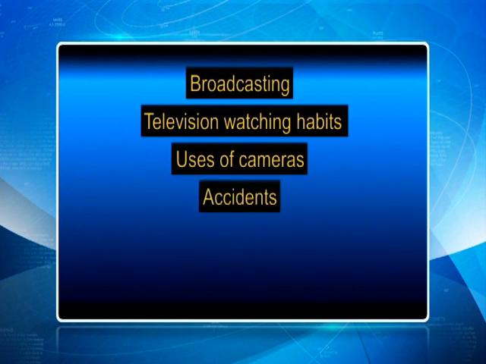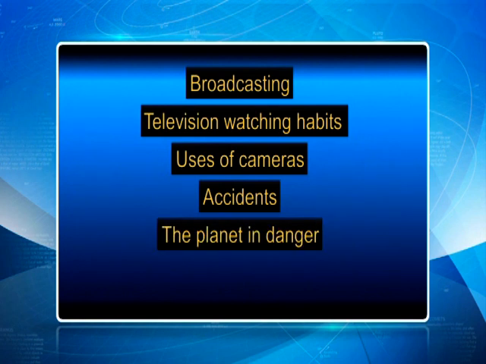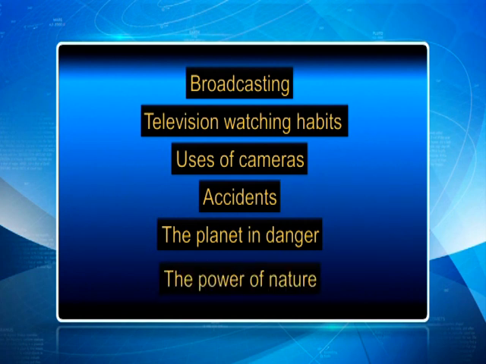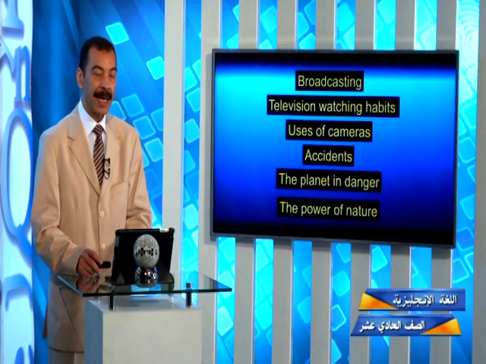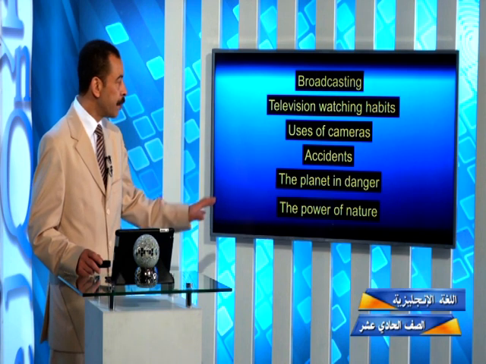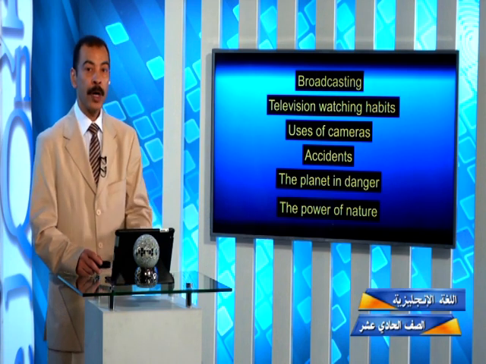Uses of cameras and how to make films and how to criticize films. Accidents at home or on the road. The planet in danger, like animals which are in danger, and other things that threaten our planet. And the power of nature, like disasters like tornadoes, floods, and things like that. So these could be the topics of your composition.